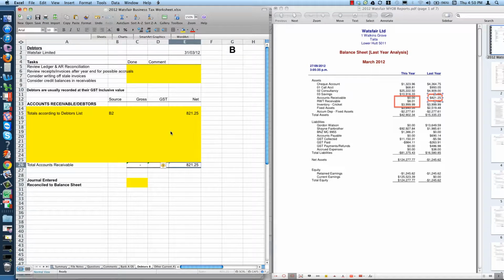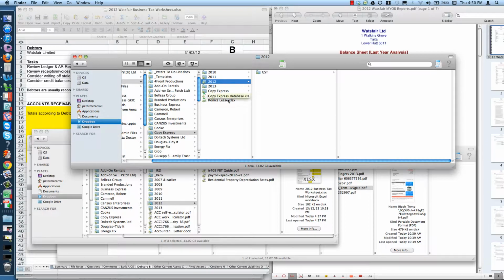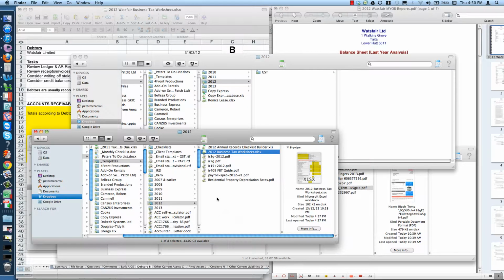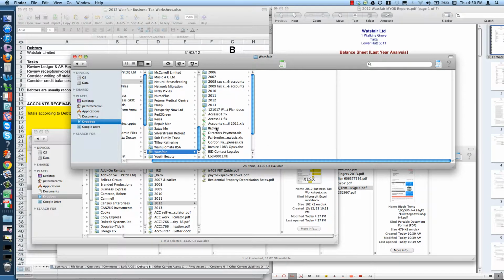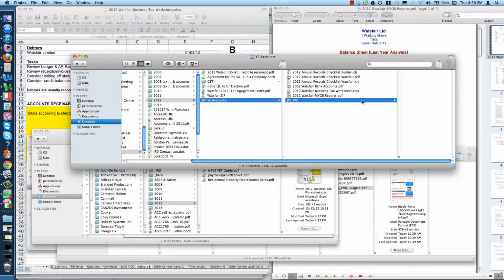Now if you have a client that is using the cash book or ledger version of Xero, or they don't have a separate ledger, then they may have given you some information in their year-end checklist. So if we go and find the WhatSphere year-end checklist here, and we'll have a quick look to see if the client has actually given us something that we could use.